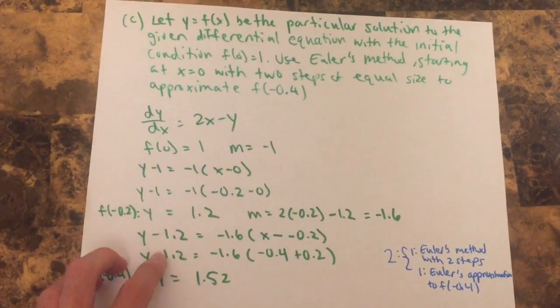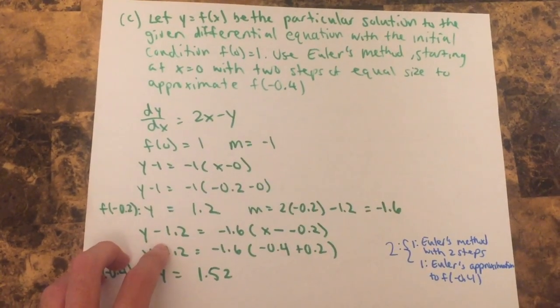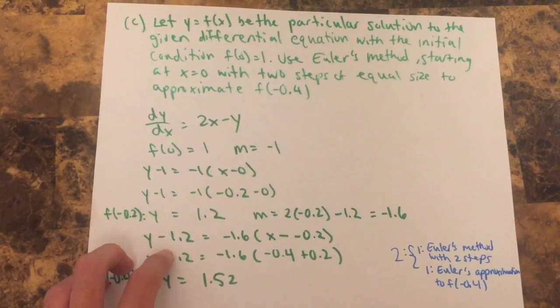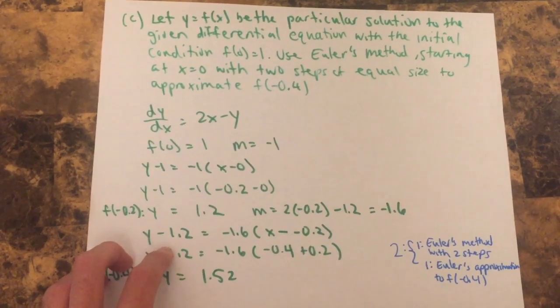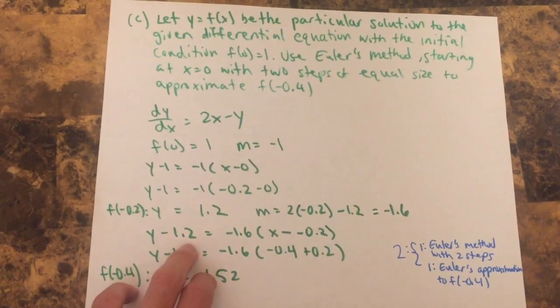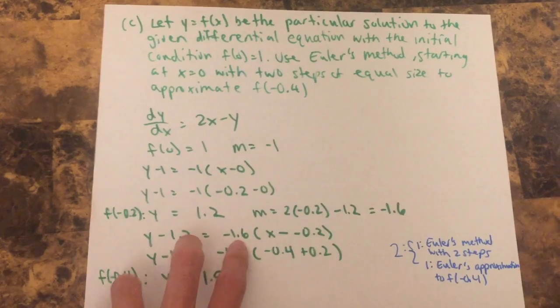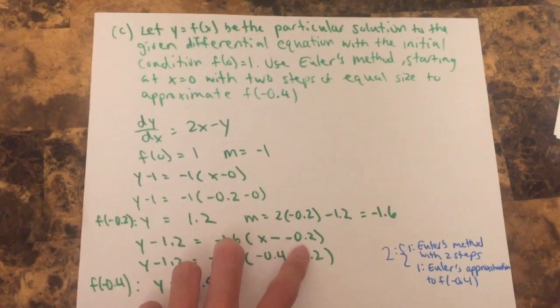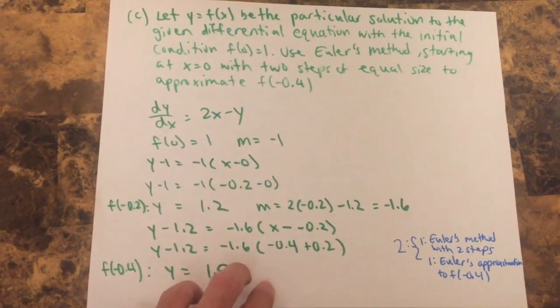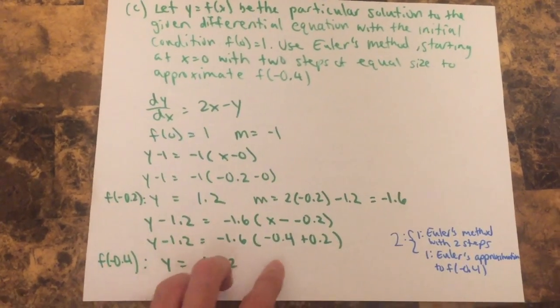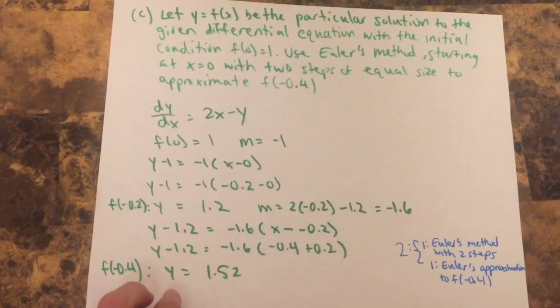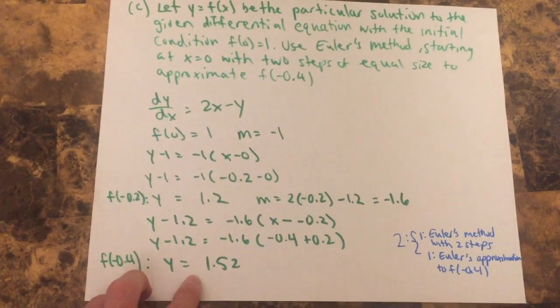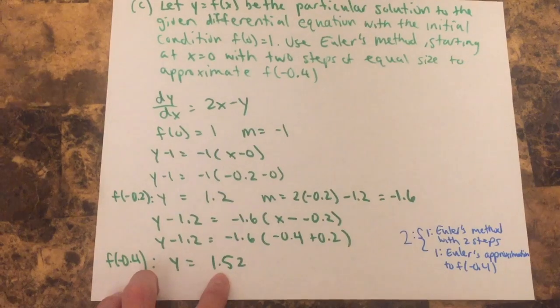Now onto the second step, we create another equation with the point and the slope. So you get y minus 1.2 equals negative 1.6 times x minus negative 0.2, or x plus 0.2. And again, we plug in negative 0.4. And when you solve for f of negative 0.4, you get 1.52.